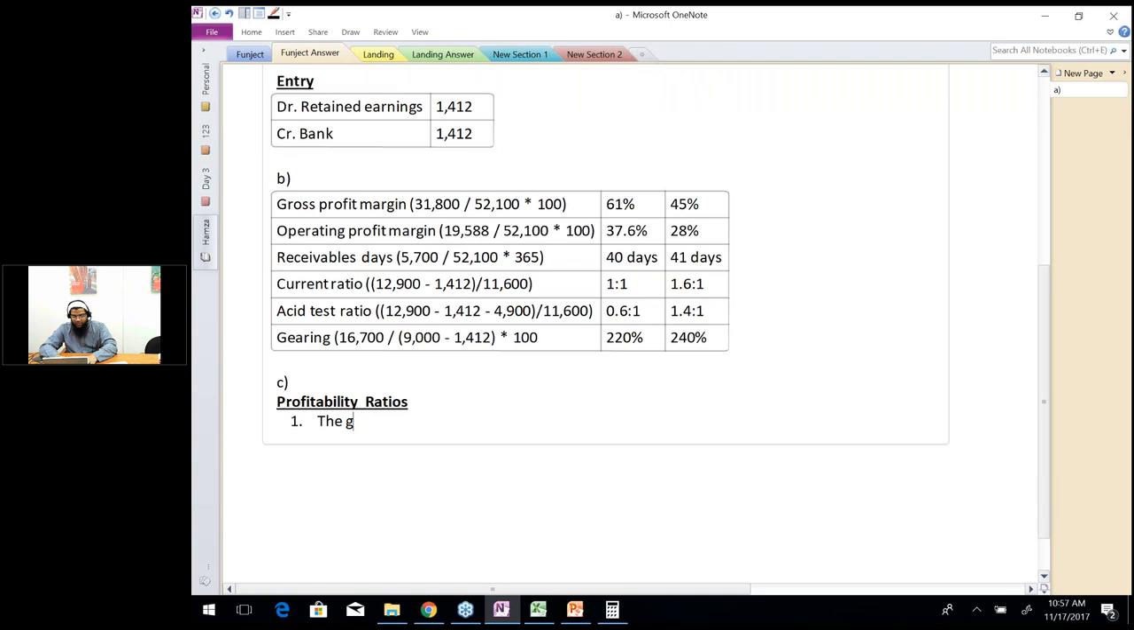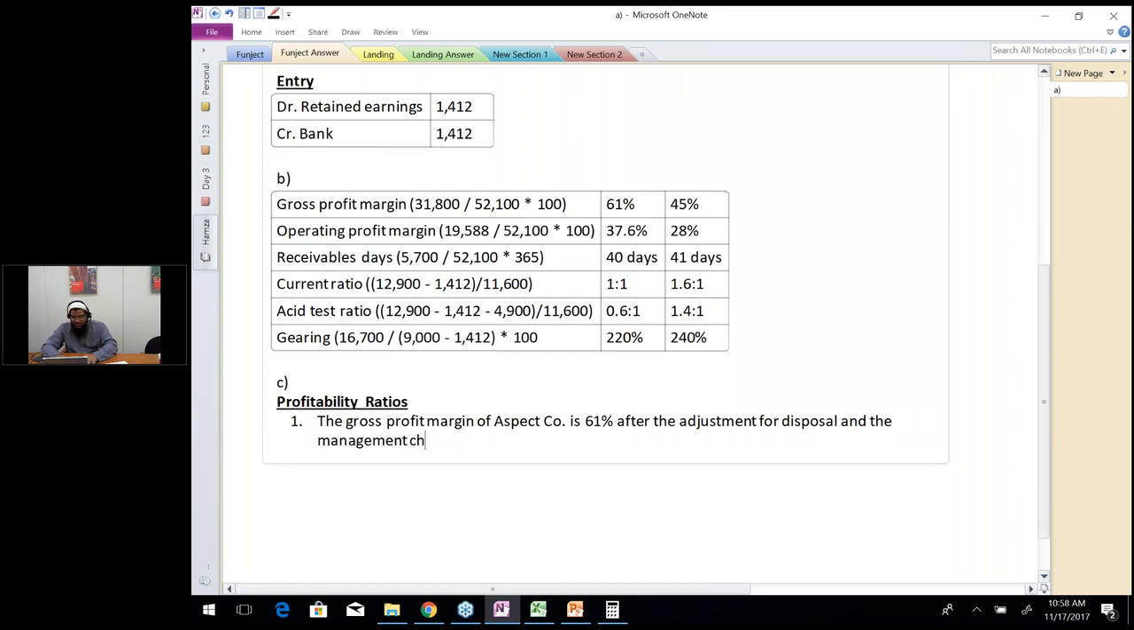So I would say that the gross profit margin of Aspect company is 61%, which is after the adjustments for the disposal and the management charges and the rent charges, which is higher than the industry average of 45%. So in the first bullet we have mentioned who is better, and now we are going to say why, what would be the reason behind being better.